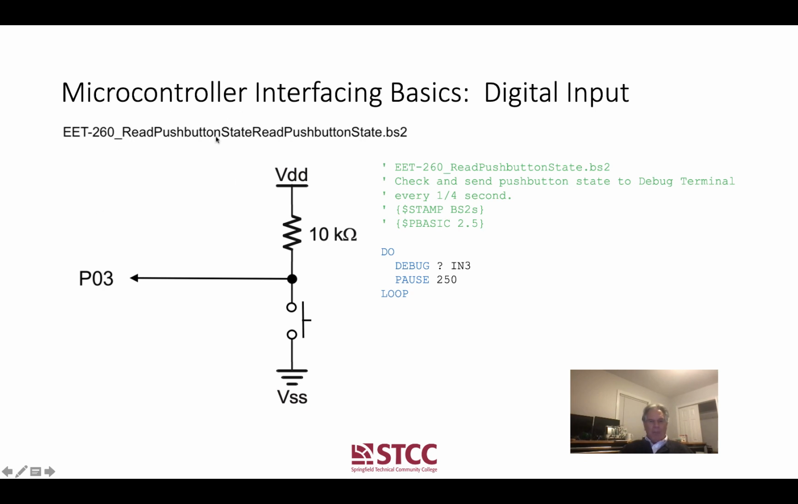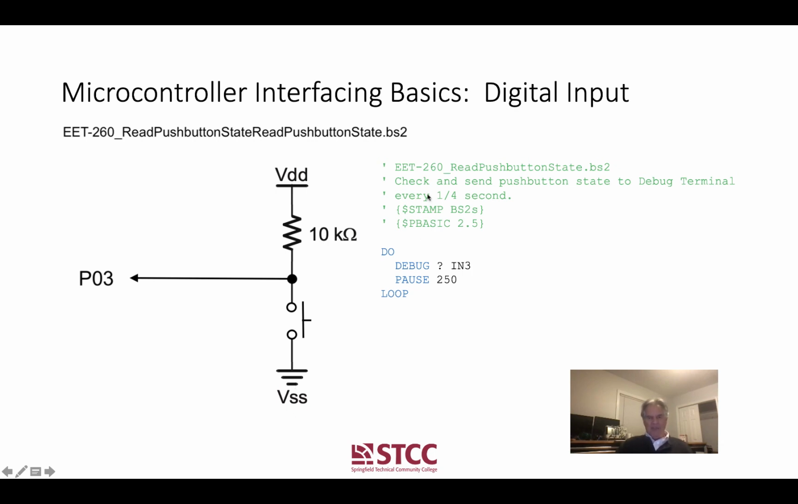We can read a push button. And this circuit's a little different than what you see in your book, but it's very commonly used in industry. We use something like a 10K resistor to connect the input to VDD so that the input looks like it's always a 1. But if you press the button, you will cause current to flow, and the input will be connected to VSS or ground or 0 volts.